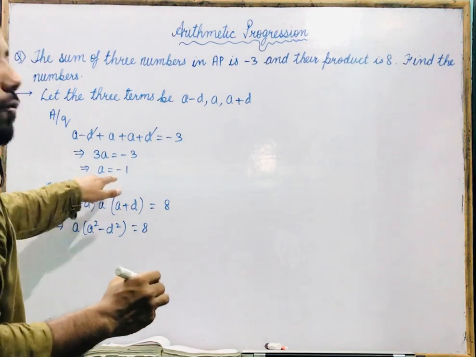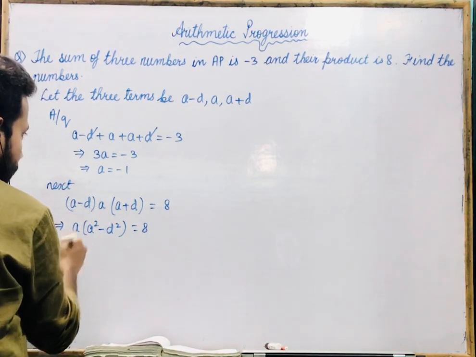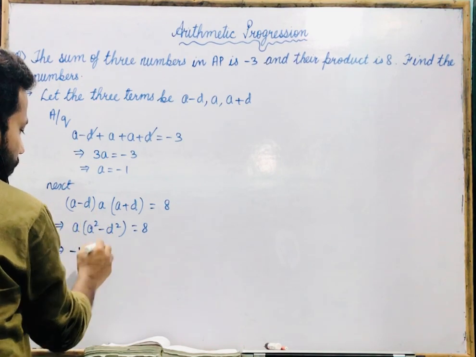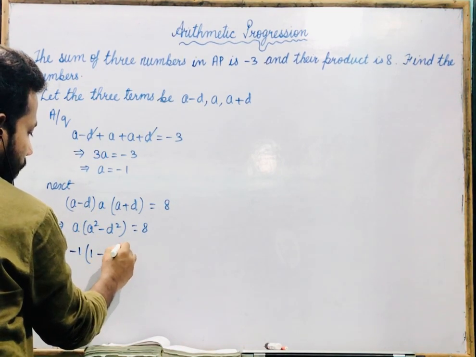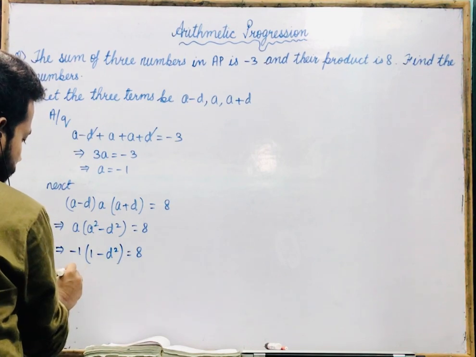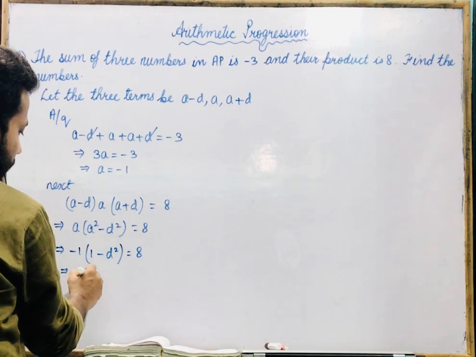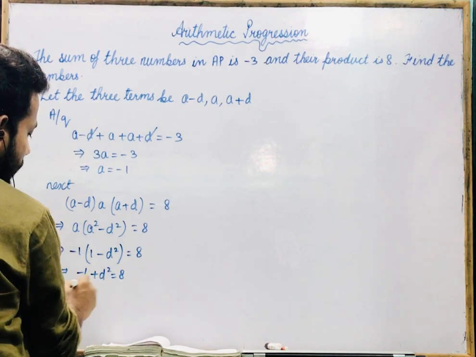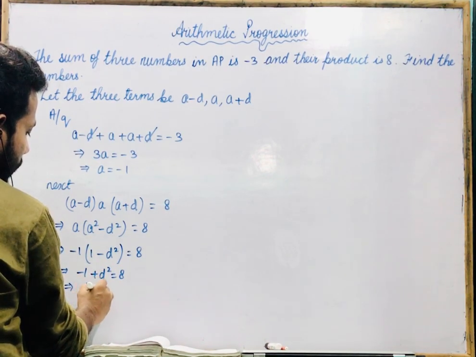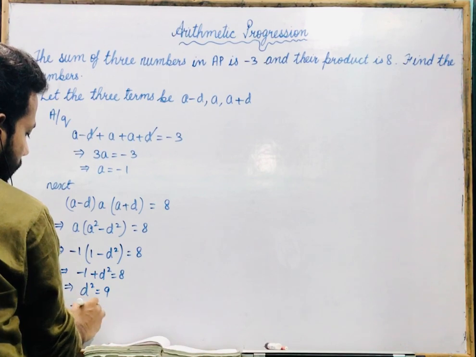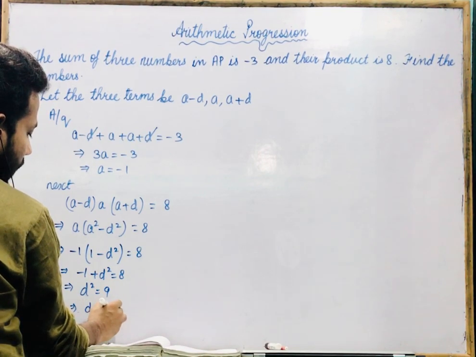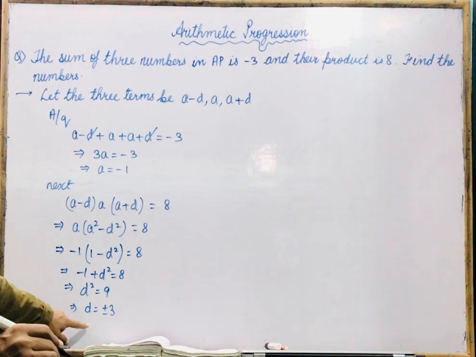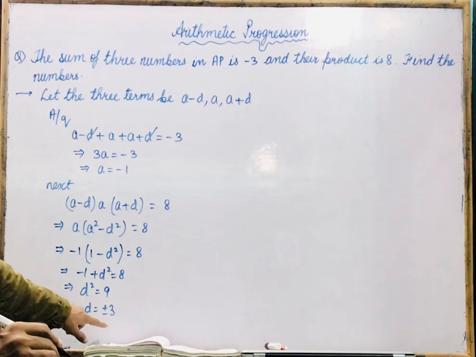Let us put the value of A now. The value of A is -1. So -1 whole square, that is 1, minus D square equals 8. So -D square equals 7... 1 minus D square equals 8, D square equals 9, D equals plus minus 3. I have taught you this once in the previous videos also. Have I taught this? D equals plus minus 3.